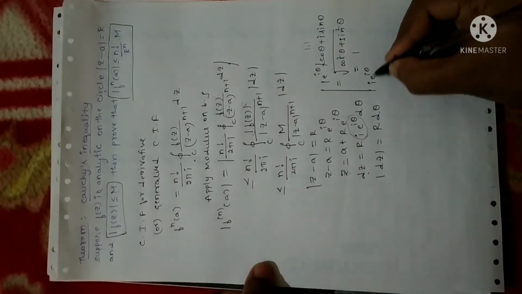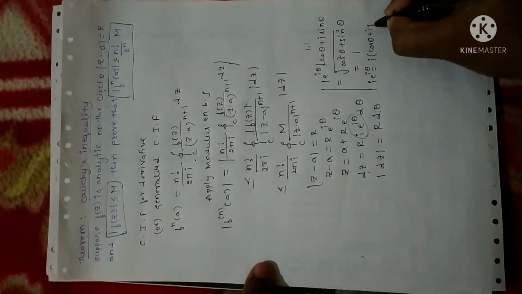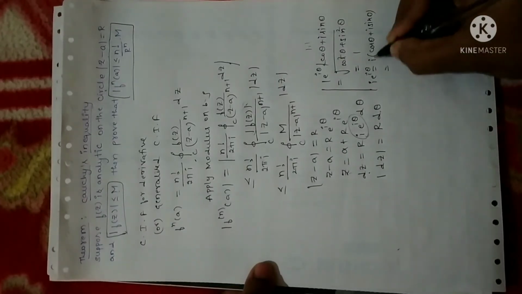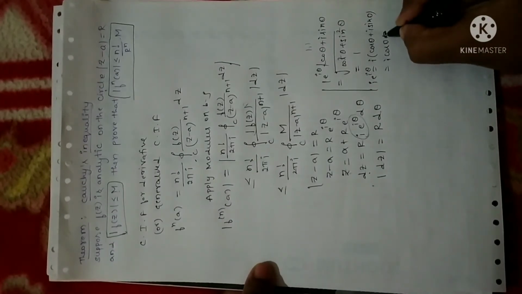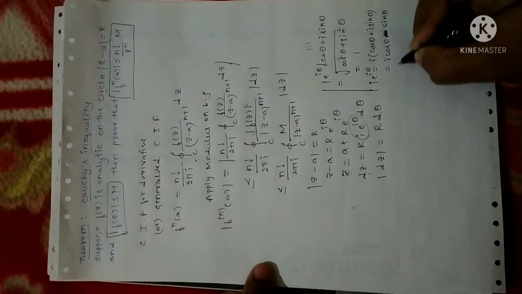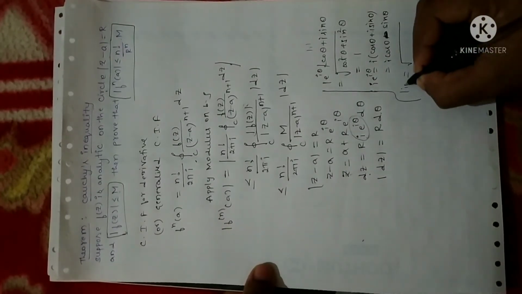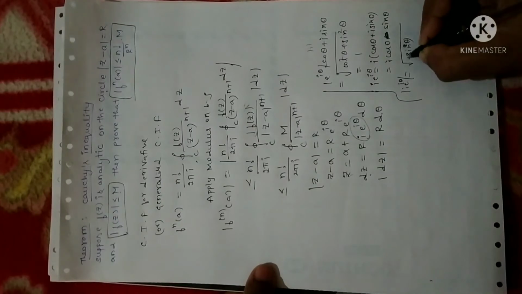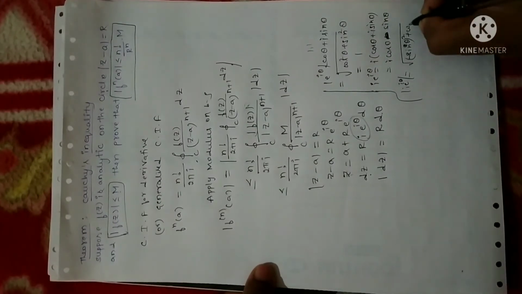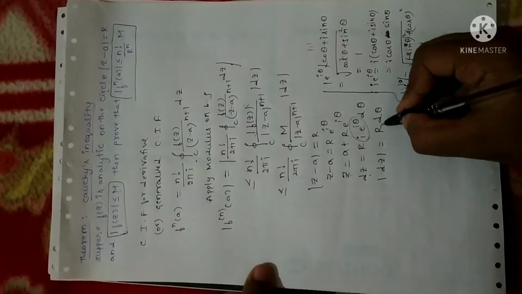So if you consider i into e power of iθ, you will get i into cos θ plus i into sin θ. So i into cos θ is i cos θ, plus i into i is i square. i square value is minus 1 into sin θ. Again, when you simplify the magnitude, the magnitude of i into e power of iθ will be the square root of minus sin θ whole square plus cos θ whole square. Again, you will get 1 only. Fine. So dz will be r into dθ.